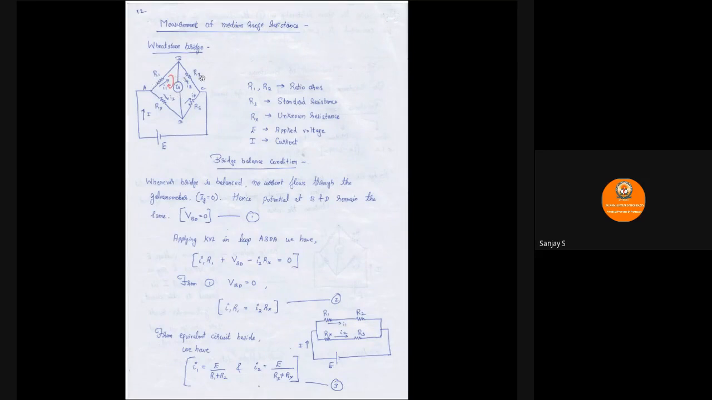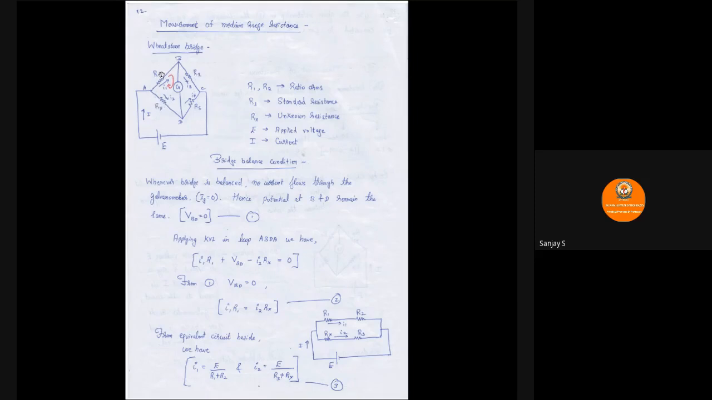I have all the four arms here, R1, R2, RS, RX, and I have source voltage E. Current flowing is I. Here in this Wheatstone bridge, R1 and R2 are called ratio arms. RS is nothing but the standard resistance. Rx is the unknown resistance. The unknown resistance of medium range that you want to measure will be connected between A and D. At this position it will be connected.